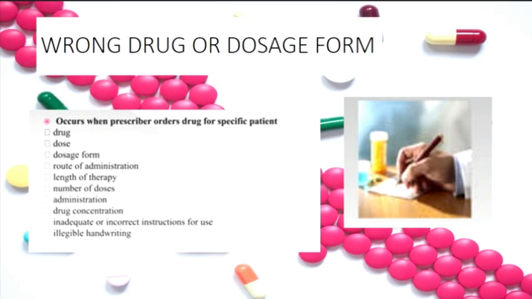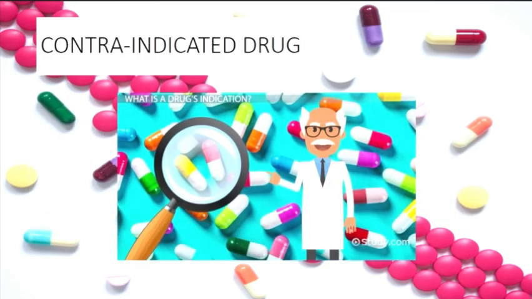So there may be some error in the drug or dosage form, or the route of administration, whatever is present in the prescription. Next are the counter-indicative drugs. These may be vasoconstrictors, or drugs like penicillin to which the patient is allergic, or corticosteroids given to ulcer patients. So this should be returned to the prescriber. You don't have any right to correct that by yourself.